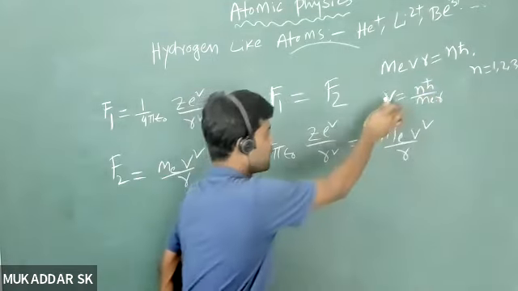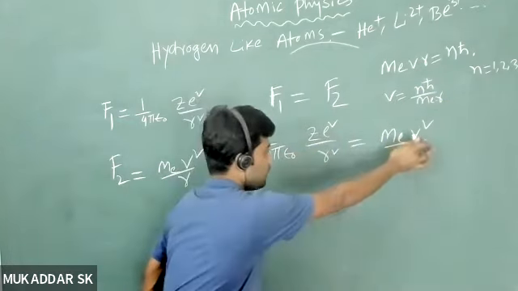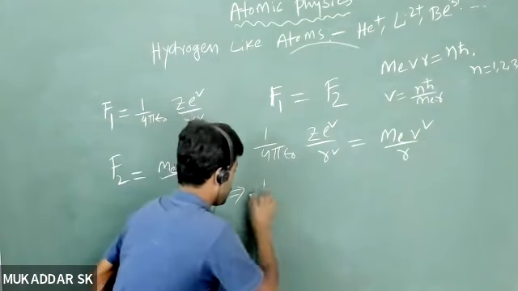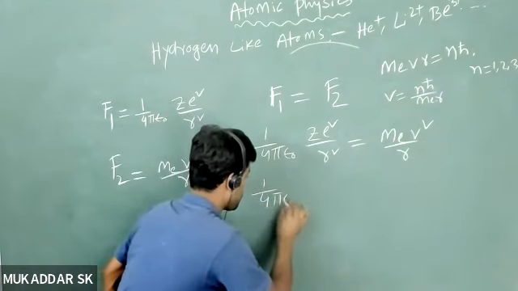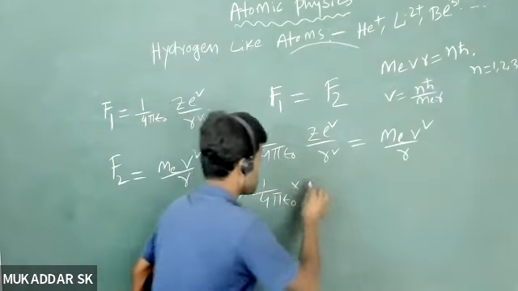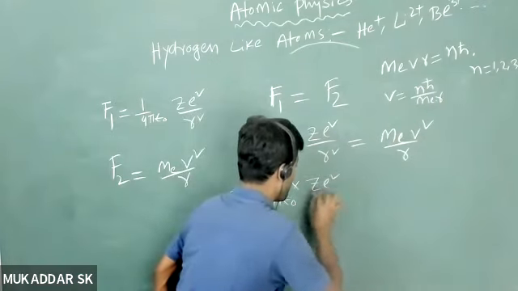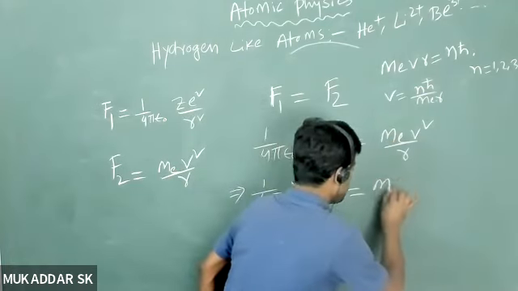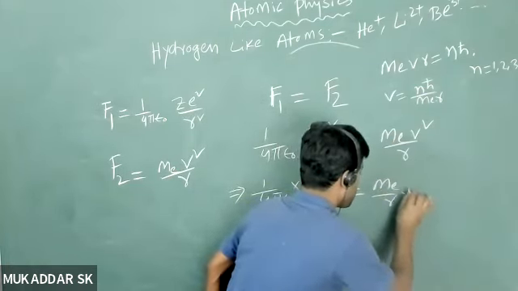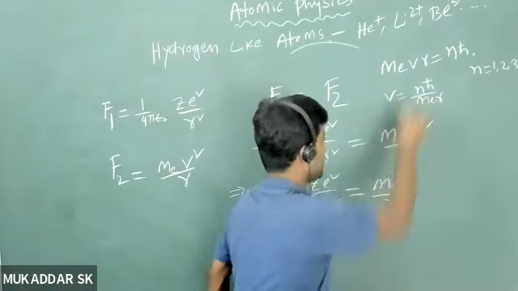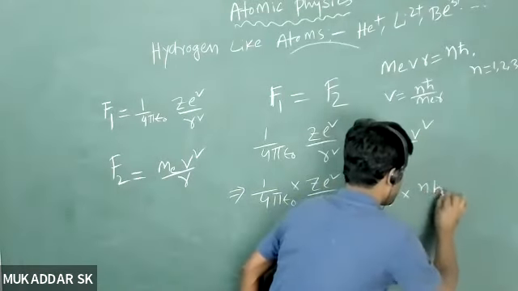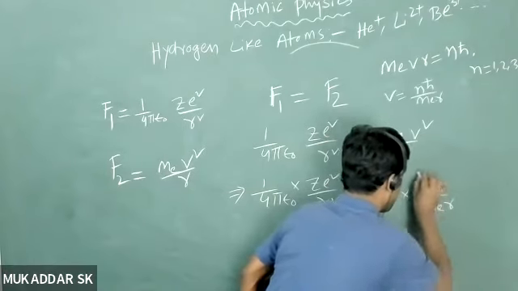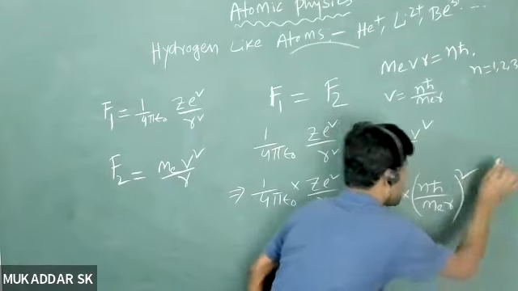Now if you substitute this speed here in this equation, then what will you get? On the left hand side, it will be the same, 1 by 4 pi epsilon naught into Z e square by r square, equals m_e divided by r. Now v will be simply n h cut divided by m_e into r, and v square means the square of this.